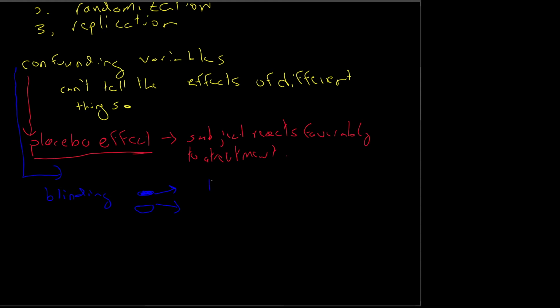Double blinding, right, so in blinding the patient does not know, and in double blinding the experimenter and the patient do not know if they're getting a placebo or not. Now, of course, this has to be done with careful record keeping. And so this can help get confounding variables, and it can keep our biases from introducing into any research that we do.